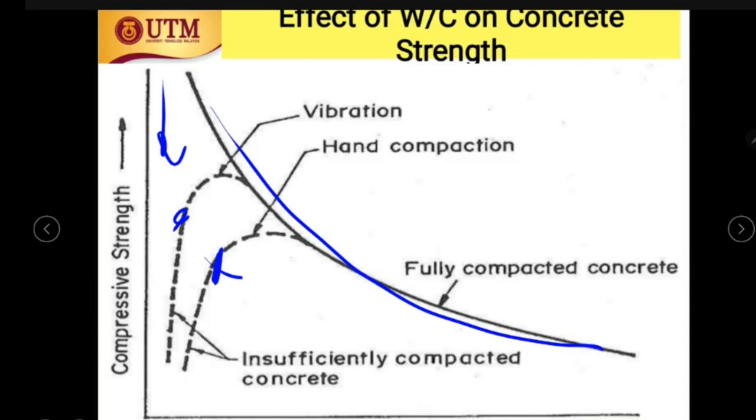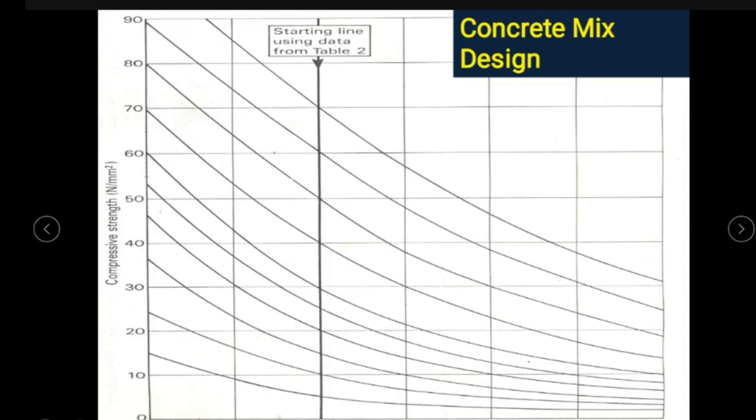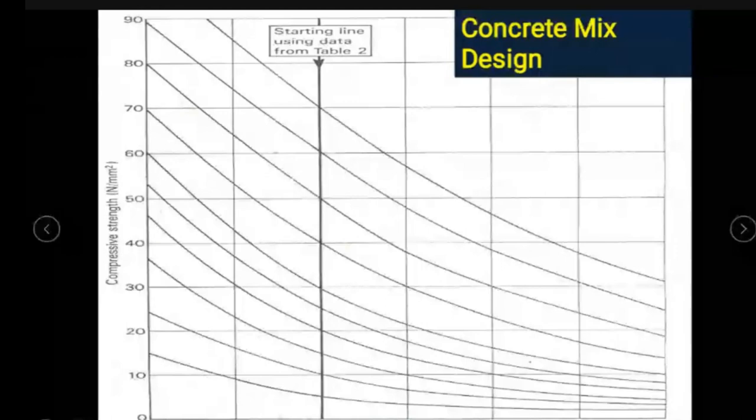So this is what we call the basic of concrete. If we want higher strength, we reduce the water cement ratio. If we want lower strength, we increase the water cement ratio. These basic things have already been used in the concrete mix design. In the concrete mix design, estimating the water cement ratio needed for our concrete mix is also based on this relationship, which is inversely proportional between the water cement ratio and the concrete compressive strength.